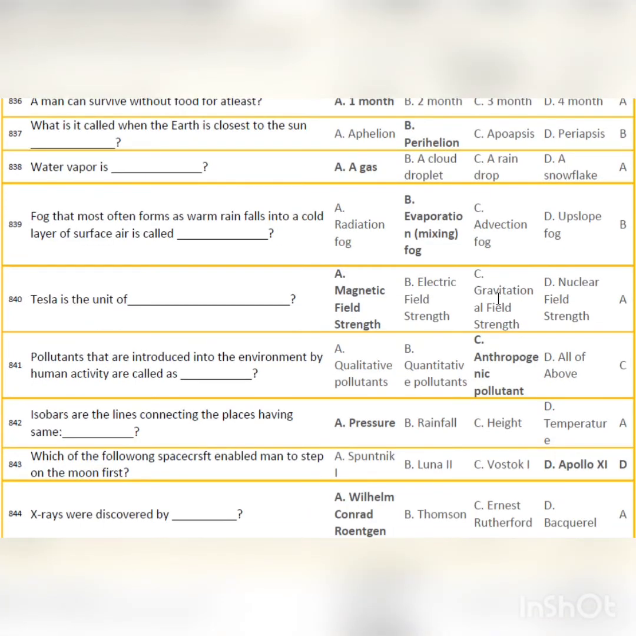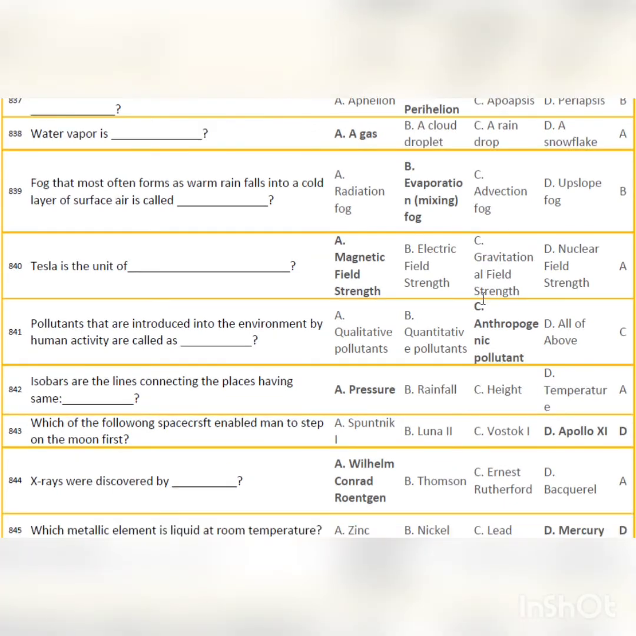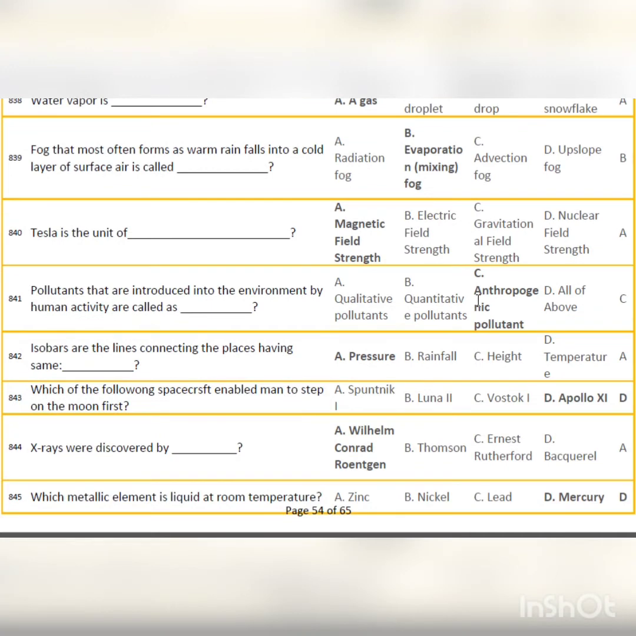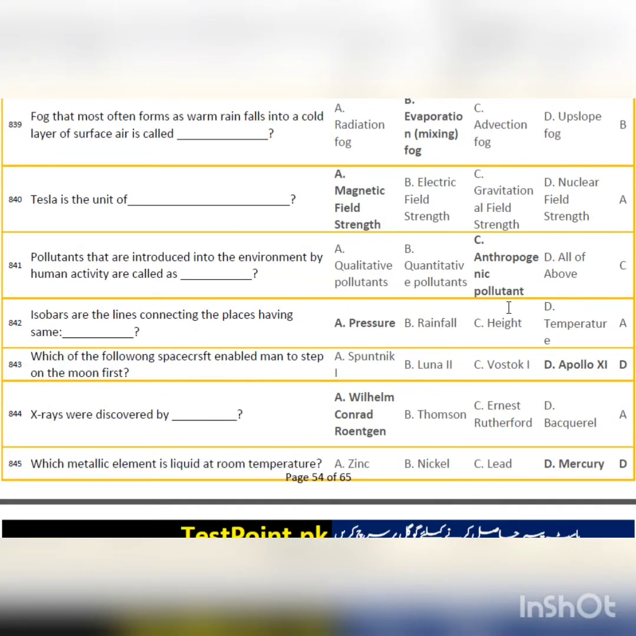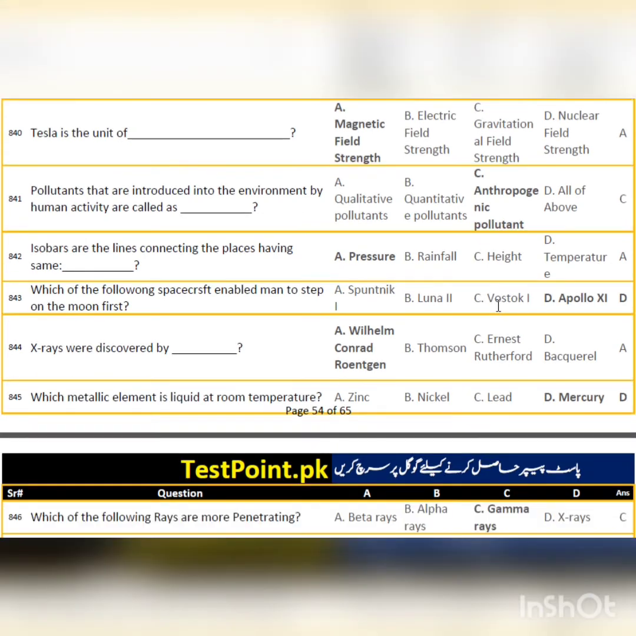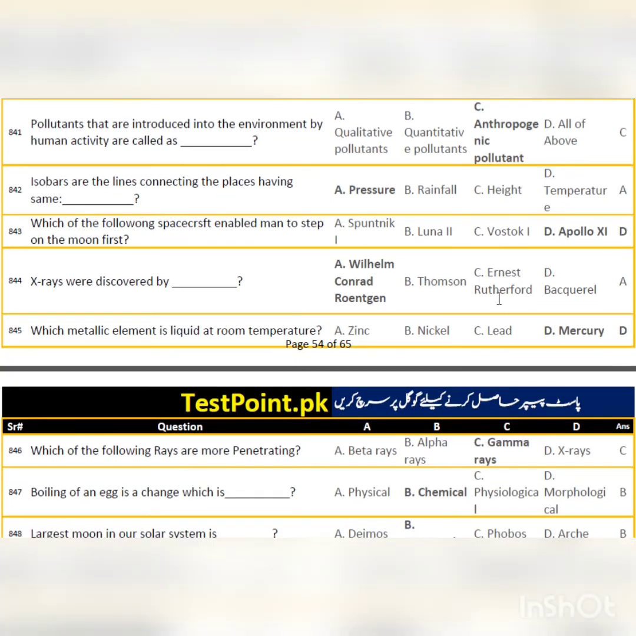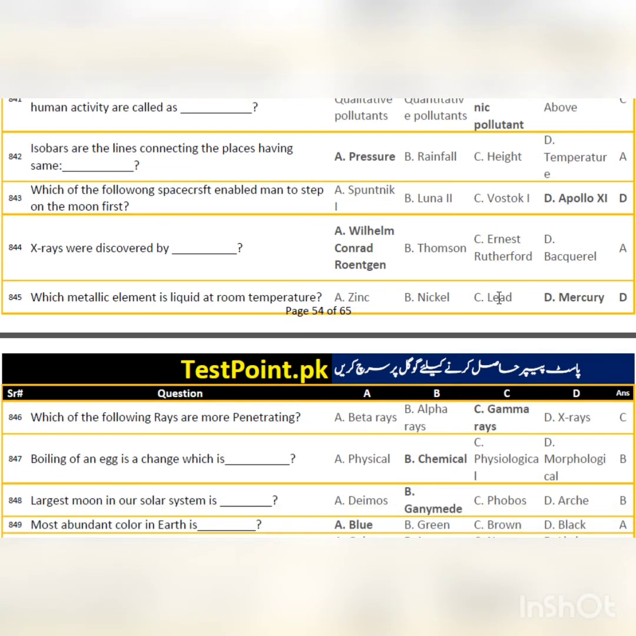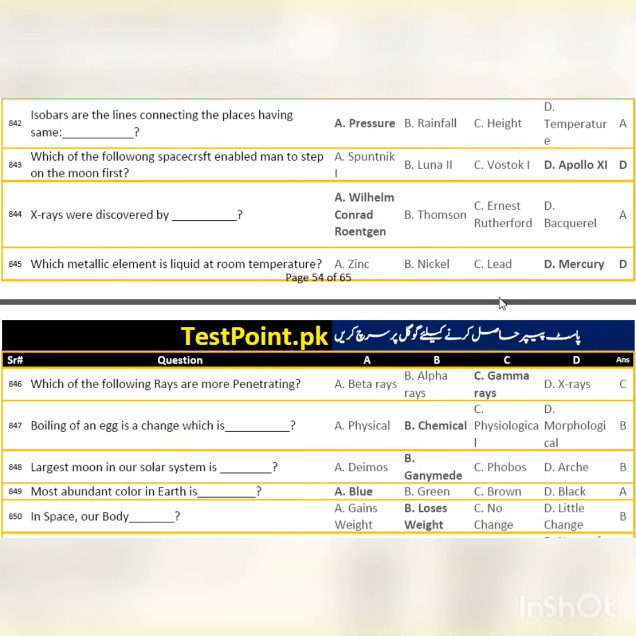A nuclear reactor is a device used to carry out controlled nuclear reaction, whereas a GM counter is a device used to detect A. current, B. voltage, C. nuclear radiation, D. power. Answer is the C. Nuclear radiation.